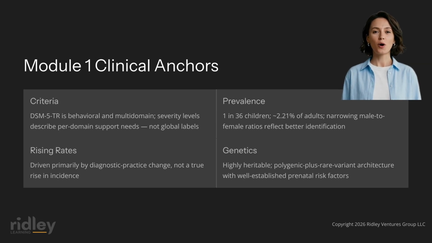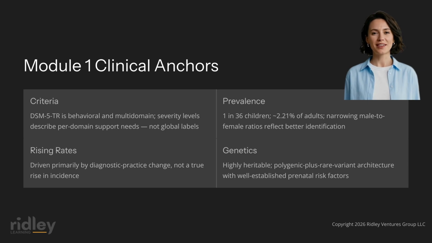Let's close Module 1 with 4 clinical anchor points that the rest of the course will build on. First, DSM-5-TR criteria are behavioral and multi-domain, and severity levels describe support needs per domain rather than global functional labels. Second, epidemiology has shifted. US prevalence is now 1 in 36 in children and approximately 2.21% in adults, with narrowing male to female ratios that reflect better identification of females rather than changing biology.